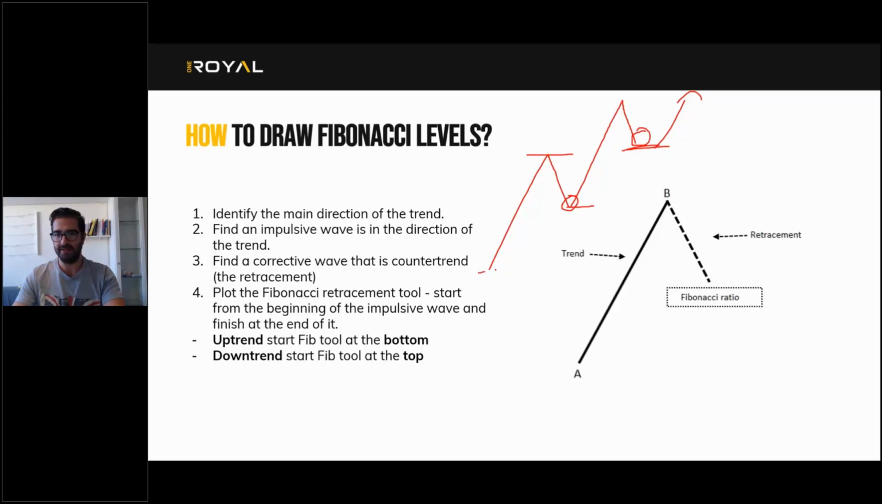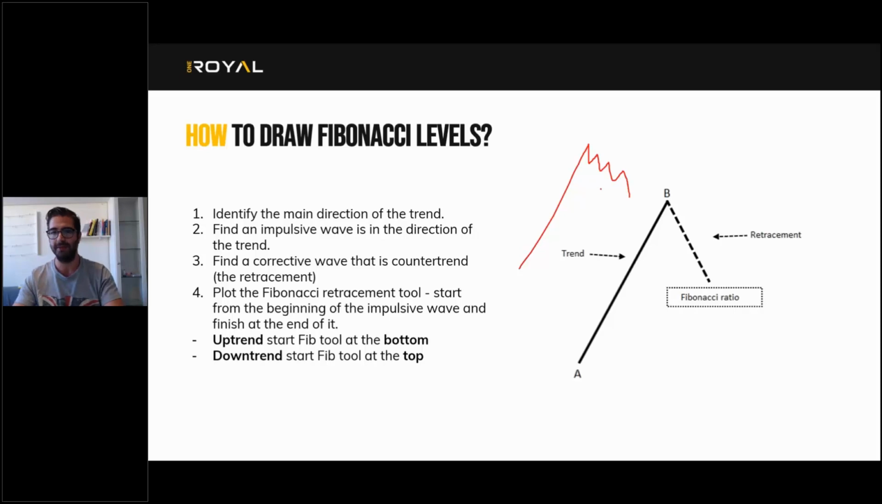This is an impulsive wave. This is here another one. Let's say we are going to use this first one to know where this correction will end. So I will erase everything to make things clear and let you understand what I'm talking about. So if we have an impulsive wave, we knew that we are in an uptrend and we have an impulsive wave, and then we started to see a correction. This is a correction or retracement. And now we need to buy low.